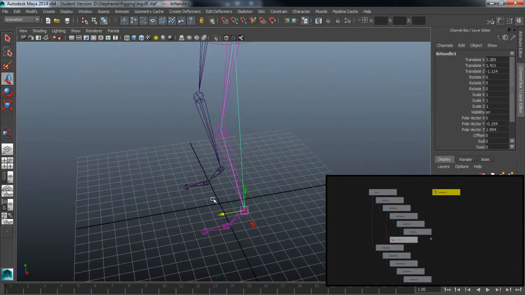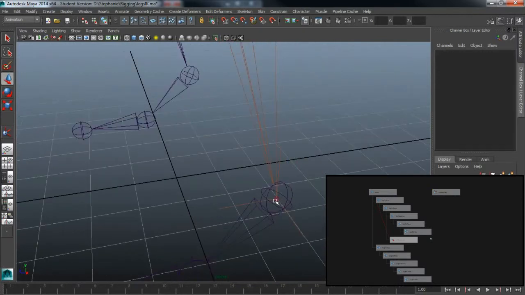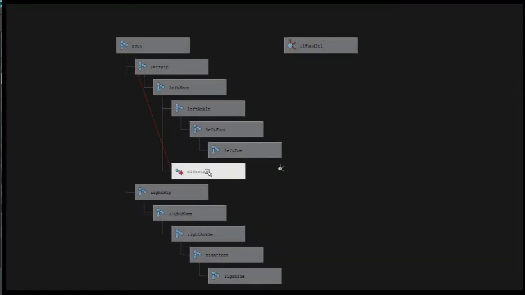Now you can also see that there is a little red circular bit in there. And if we go over to the hypergraph, you can see that that's this part right here. That's called the effector. We'll get more into that later, but that's basically where Maya's math is ending. So you can see there's two different new things added to your hypergraph. The IK handle is sort of separate, right? It's not part of this chain right here, at least not now. And it's the effector that you can see here.